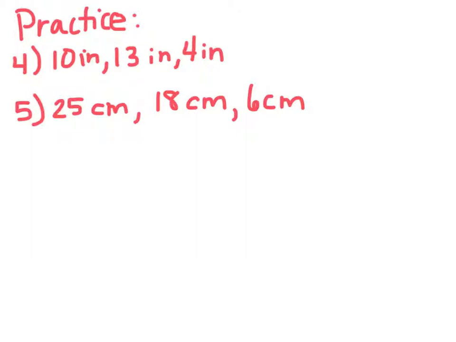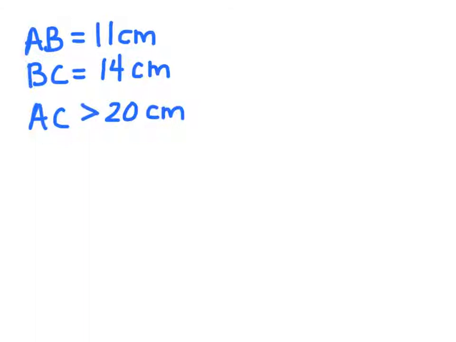For the last concept in chapter 13.4, we're going to find the possible length of a side of a triangle given the length of the other two sides. We'll begin with this information. The sides of triangle ABC are in whole centimeters. AB is equal to 11 centimeters, BC is equal to 14, and AC is greater than 20 centimeters. So we don't know its exact length, we just know it's longer than 20 centimeters. Find the possible lengths of AC in whole centimeters.